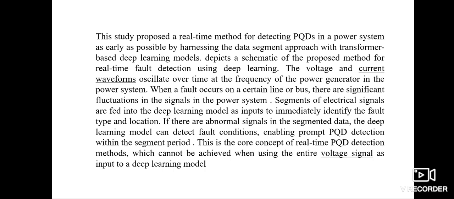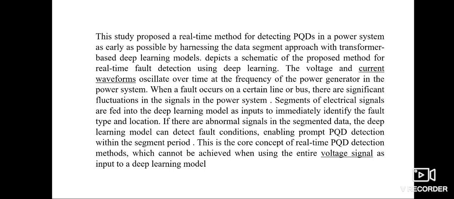This study proposes a real-time method for detecting PQDs in a power system as early as possible by harnessing the data segment approach with transformer-based learning models. The figure depicts a schematic of the proposed method for real-time fault detection using deep learning. The voltage and current waveforms oscillate over time at the frequency of power generated in the power system. When a fault occurs on a certain line or bus, there are significant fluctuations in the signal in the power system.